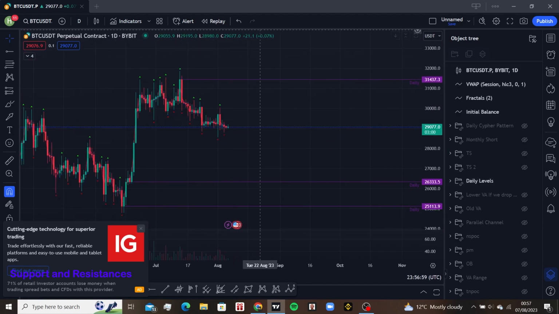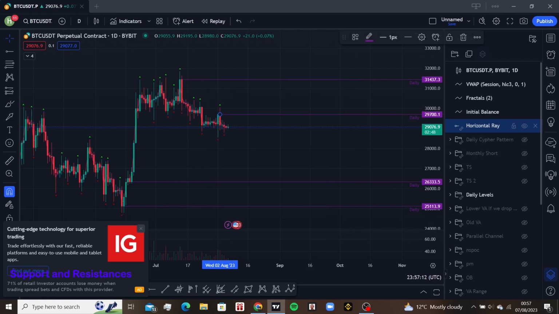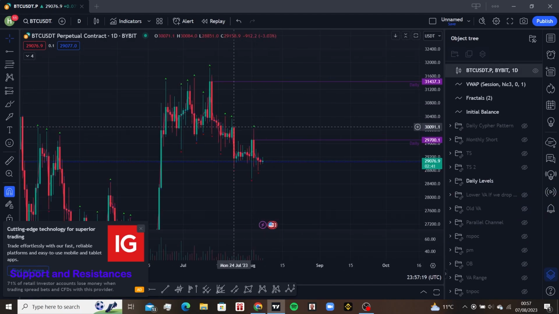As you can see right here, we have another resistance, so I'm going to mark that right there. Mark it, tag it as your daily, and then you hold this and just drag it down to your daily levels. So as you can see here, on Sunday the 23rd and Monday the 24th, we found one resistance here. And then on the 2nd of August, it was tested and then rejected. Back down here, it dropped.